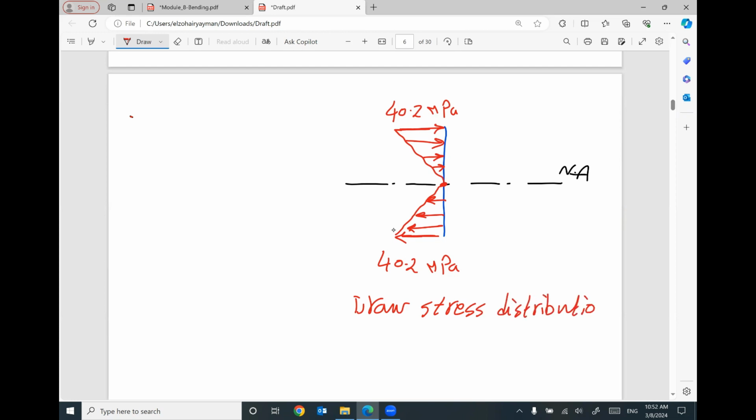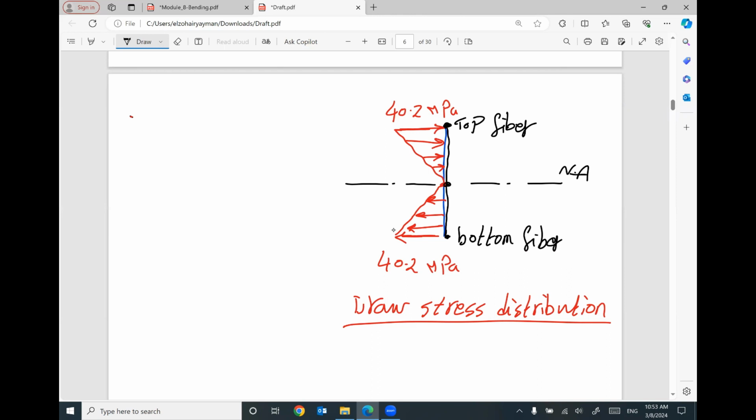I'm going to consider the cross-section as a vertical line. This is the top fiber of the cross-section, and this is the bottom fiber, and this point is the centroid.